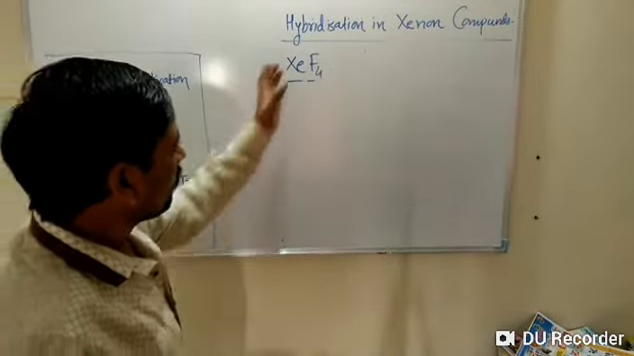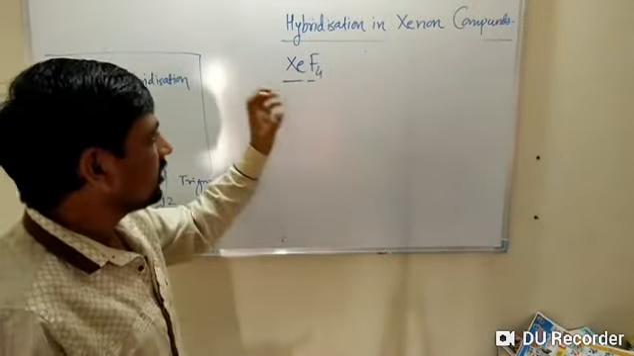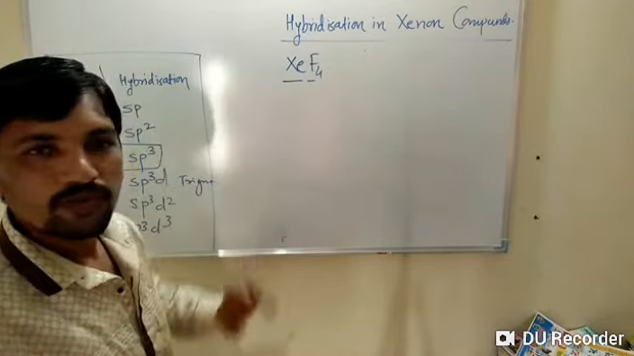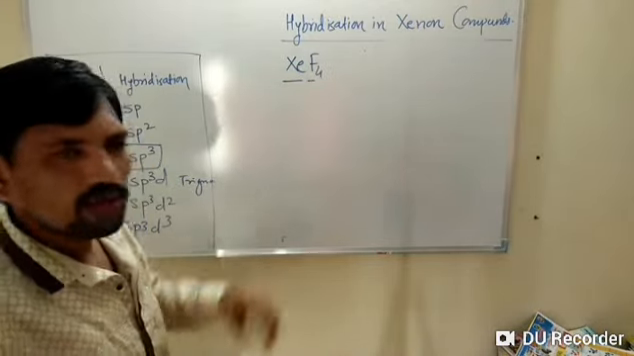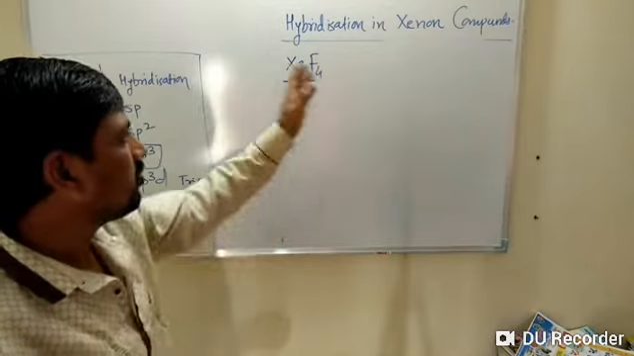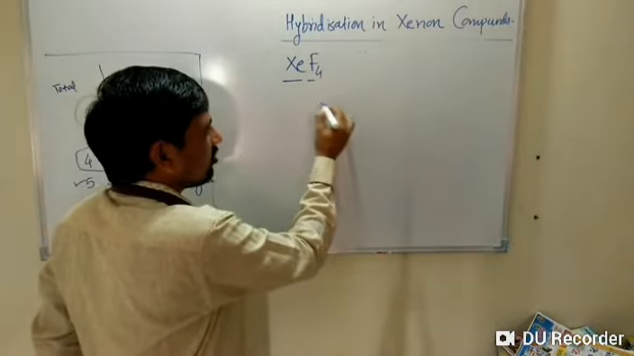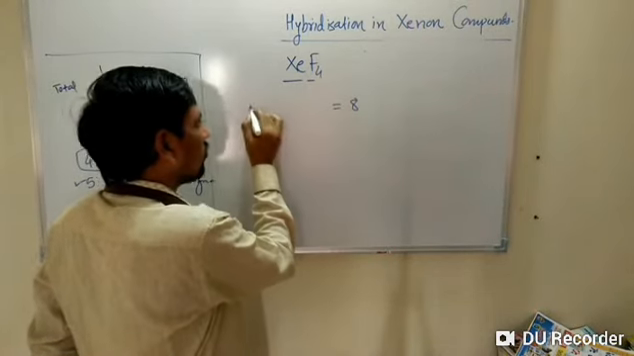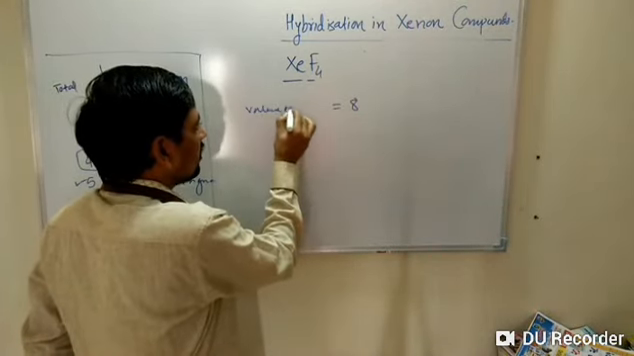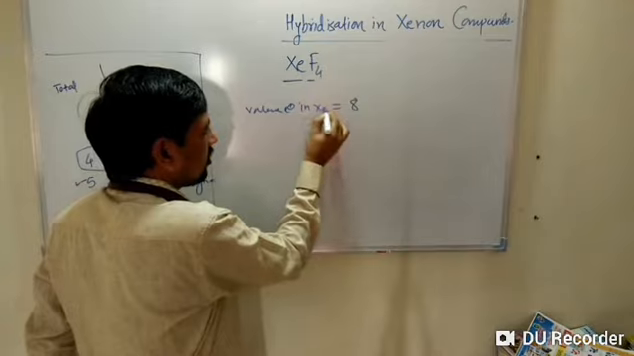But how will you identify hybridization? Initially, we should know the valence shell electrons of xenon and fluorine. How many valence shell electrons are present in xenon? It is 8. We just count the valence electrons in xenon.